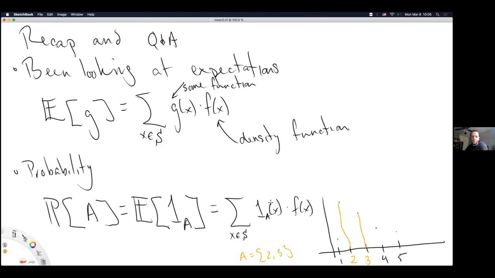If A consisted of the points 2 and 3, then the indicator function here would be 1 only when x is in the set 2 or 3. And at all other values of x, 1, 4, and 5, the indicator function would be 0. So 0 times the density function would just be 0, and it would contribute nothing to this sum. But in the case that x is in the set 2 or 3, then the indicator function is 1, and 1 times the density function is just the density function. So you're just adding up the density function at the points 2 and 3.